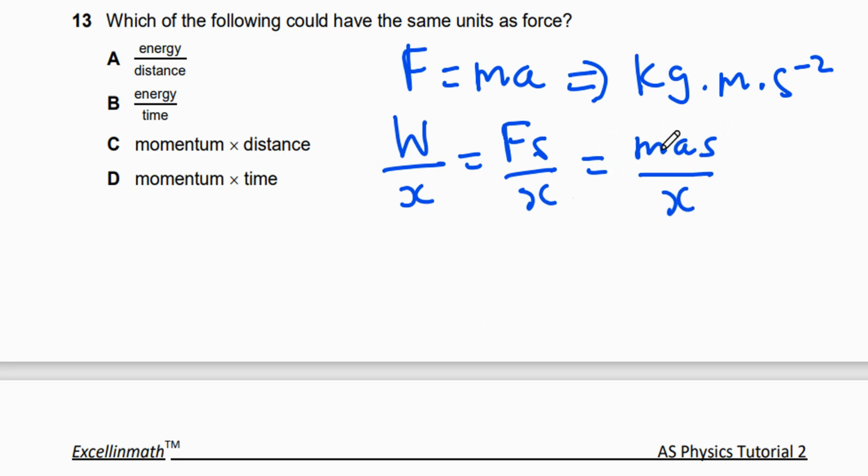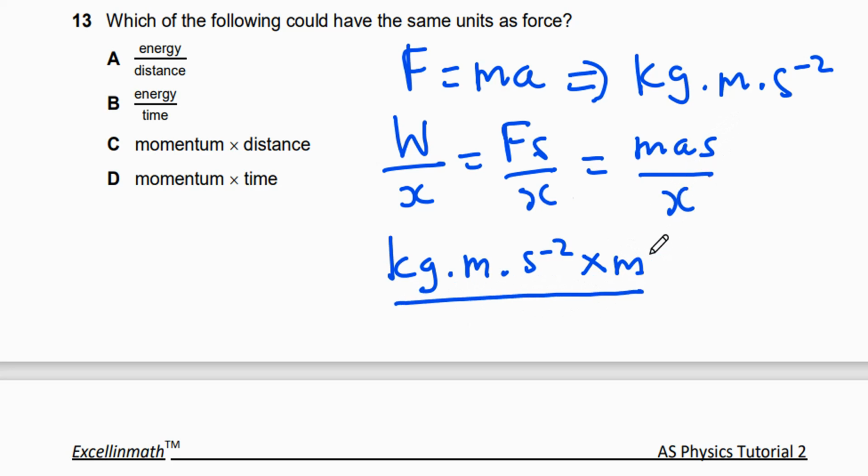Now we can bring in the SI base units. Mass is in kilograms. Acceleration in meters per second squared. And S is displacement, which is in meters. All over distance, and distance we measure in meters as well. The m's here will cancel, and we're left with kilogram meter per second squared, which is the same. These are the same SI base units as those for force. So the answer here then is A.